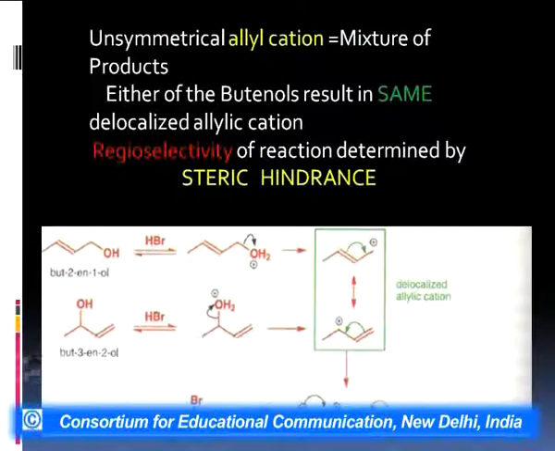But if we have another molecule, which is but-2-en-1-ol, or we look into its isomer, which is but-3-en-2-ol, then this reaction is very ambiguous, because here we will get a mixture of products. Whether we start with but-2-en-1-ol or but-3-en-2-ol, the allylic carbocation that we are getting here is equivalent.